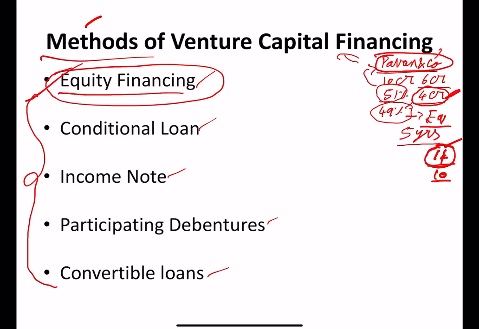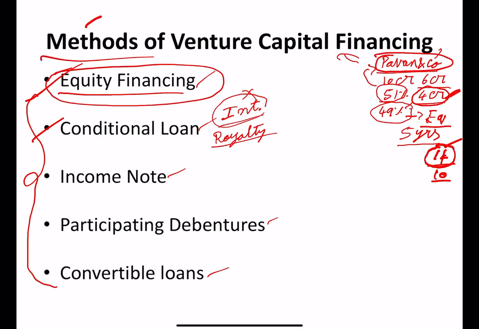This is the first one, equity financing, first method. And the second one is conditional loan. Conditional loans are those loans which don't carry any interest, but I have to pay. Here in case of conditional loan, instead of interest, I have to pay royalty. You can pronounce this as royalty also. So what do you mean by this? Conditional loan doesn't carry any interest, but I have to pay a royalty.